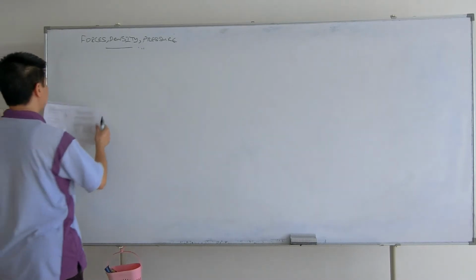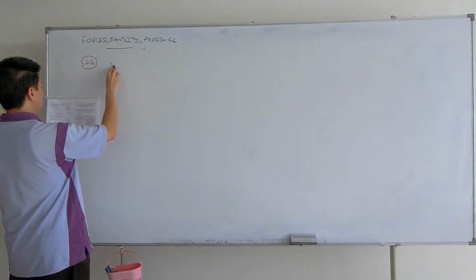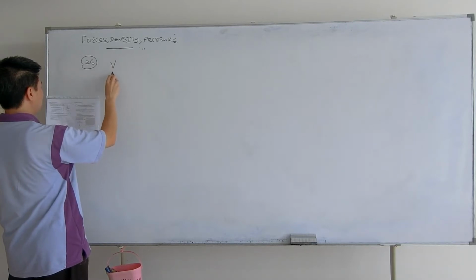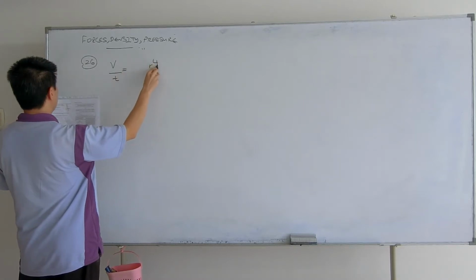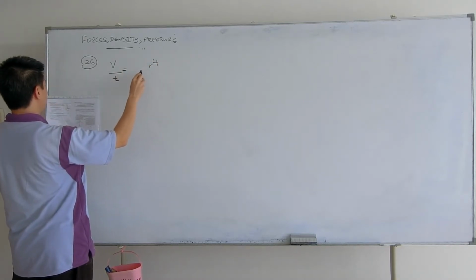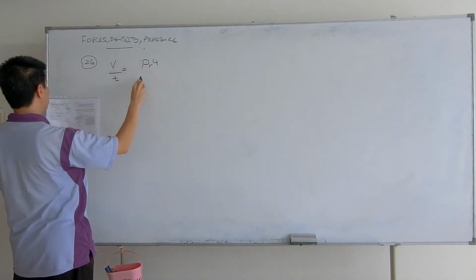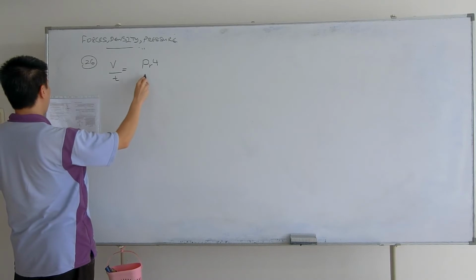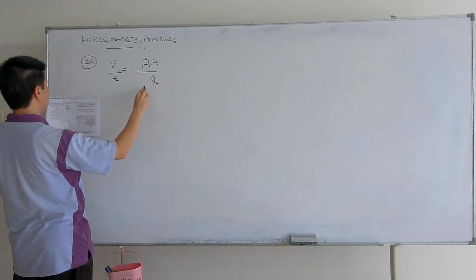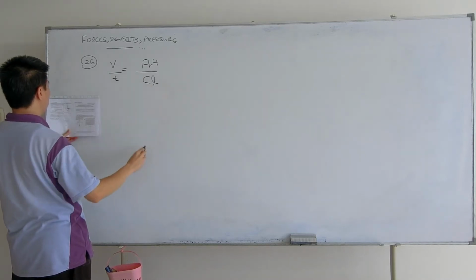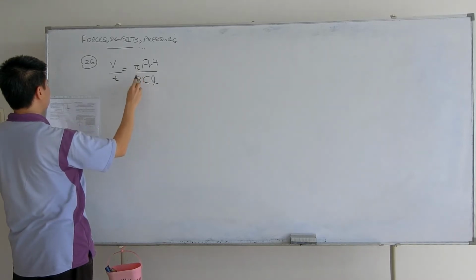Question 26. You have the volume of liquid flowing in time t through a pipe of radius r, given by the equation, where P is the pressure difference between the ends of a pipe of length L, and C depends on frictional effects of the liquid. And then you've got two constants here.